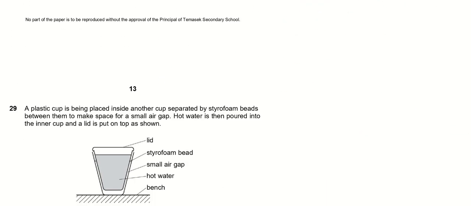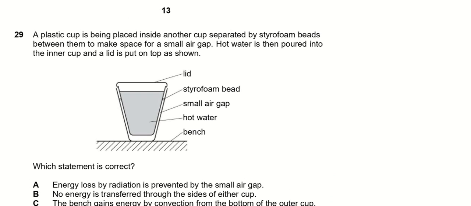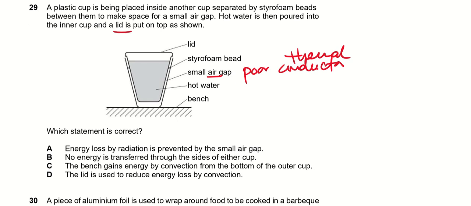Particle size is always the same. So take note. Okay, 29. A plastic cup is placed inside another cup, separated by styrofoam beads between them to make space for a small air gap. So air, you know it's a poor thermal conductor. Hot water is then poured into the inner cup and a lid is put on. The lid prevents evaporation and stops the effect of convection. Which statement is correct? Energy lost by radiation is prevented by the small air gap.